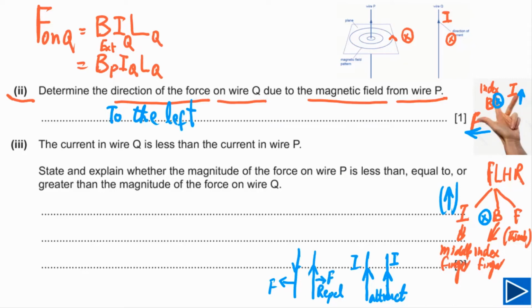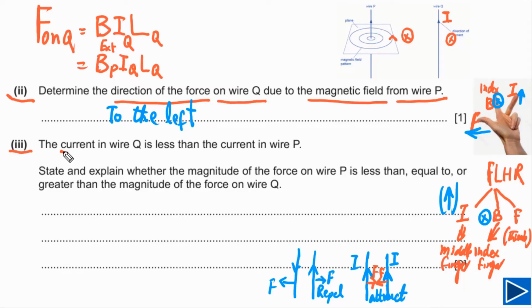But if current flows in wires in the same direction, these two wires will attract. So without using Fleming's left hand rule, you can find out the direction of force on a wire. So in this case, the direction of force is to the left. Let's move on to the next part.